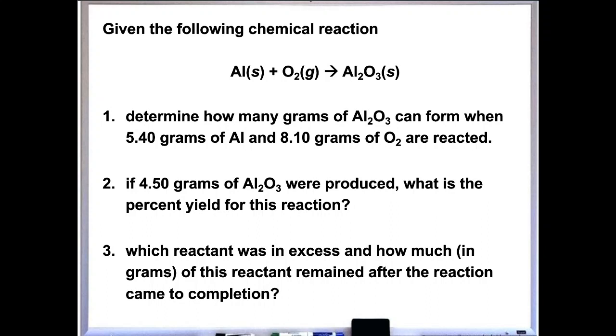Okay, so now I have one for you to try on your own, and then I will walk through it on some paper, and let's see how we do. It says given the following chemical reaction, we have aluminum reacting with oxygen to give us aluminum oxide. Determine how many grams of aluminum oxide can form when 5.4 grams of aluminum and 8.1 grams of oxygen are reacted. And if 4.5 grams of aluminum oxide are produced, what is the percent yield for this reaction? And then it asks which reactant was in excess and how much of this reactant remained after the reaction was complete. So kind of a long problem here.